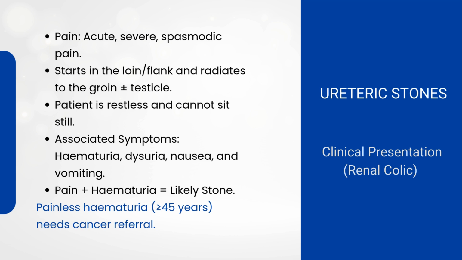Patients will experience acute, severe, spasmodic pain that starts in the loin or flank and radiates down towards the groin and, in men, to the testicle. A key feature is that these patients are typically restless and unable to sit still, which helps distinguish stone pain from conditions like peritonitis. Other associated symptoms include hematuria, which is blood in the urine, dysuria, nausea, and vomiting. A key PLABable tip is that pain with hematuria is more likely to be stones.